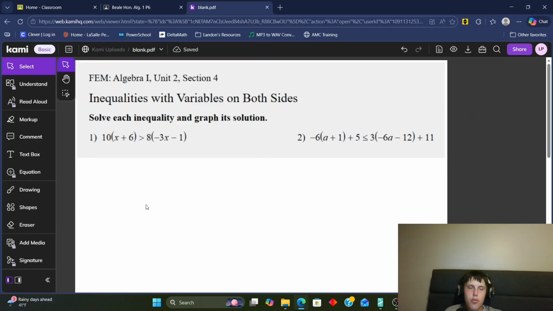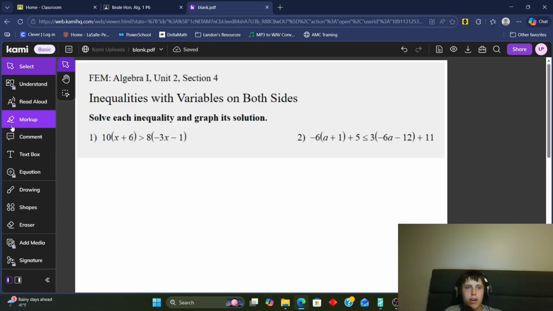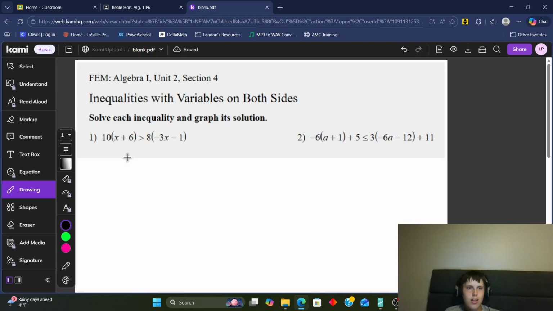All right, so now we have even more hard problems here. So we're going to be doing this one. So the first thing is we have to distribute on each side. So let's go ahead and try that. So we'll do drawing and we have 10 times x plus 6.